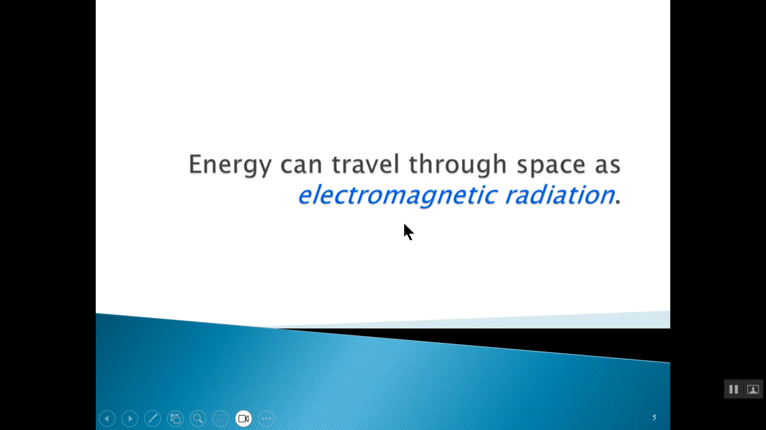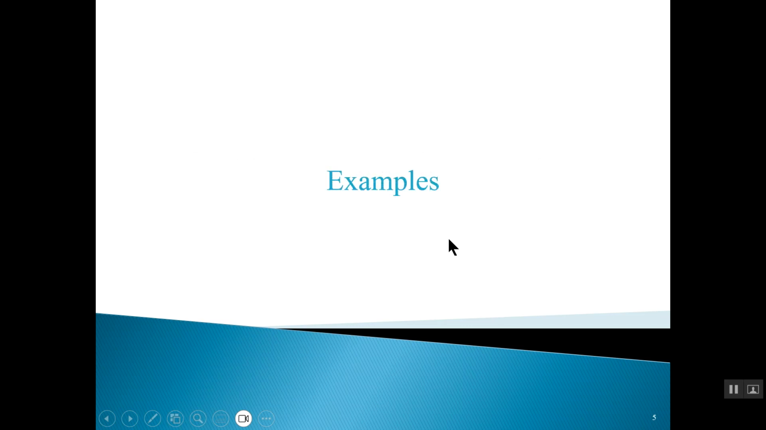And the thing about this way of allowing energy to get from one object or region to another is that, unlike conduction and convection, electromagnetic radiation can travel through space, right? Convection and conduction require some material medium, but electromagnetic radiation can travel through a vacuum. That's how the energy from the sun gets to Earth, because space is a vacuum, and the energy in the form of heat and light is transmitted from the sun to the Earth.